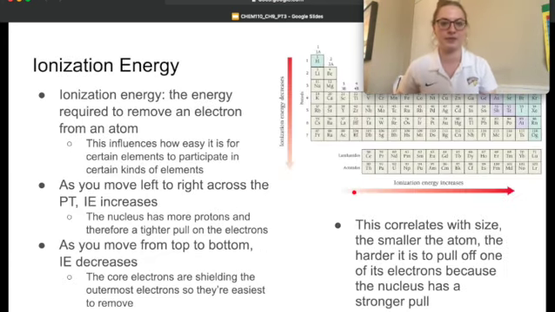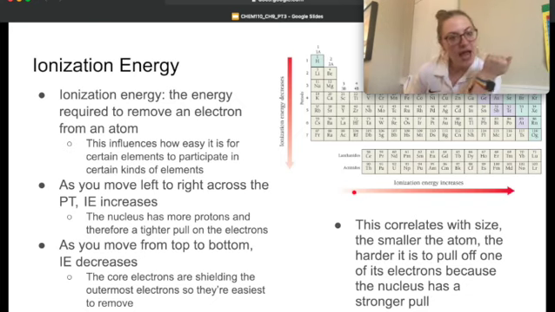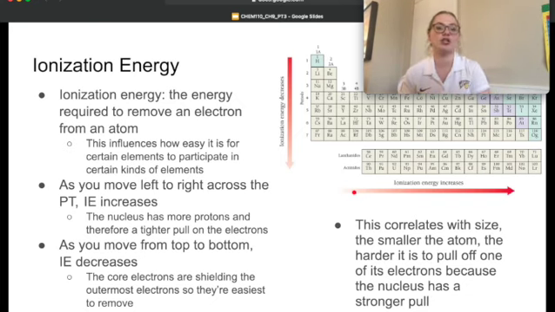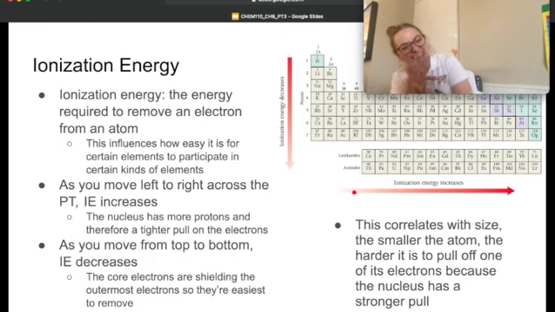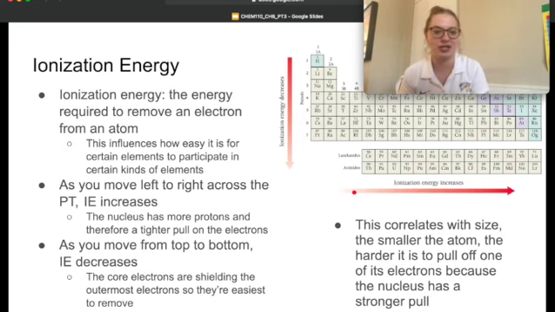The next thing we're going to talk about in terms of periodic trends is ionization energy, okay? Ionization energy is the energy required to remove an electron from an atom. Technically every single electron on an atom has a different ionization energy, but we're just talking about removing that outermost valence electron. So how much energy does it take to remove just those valence electrons?